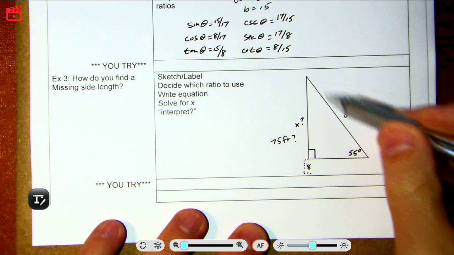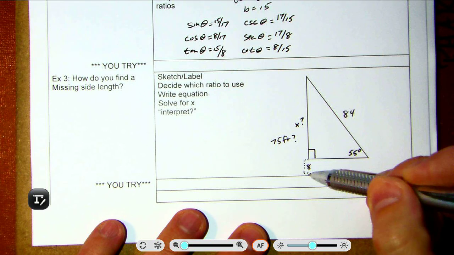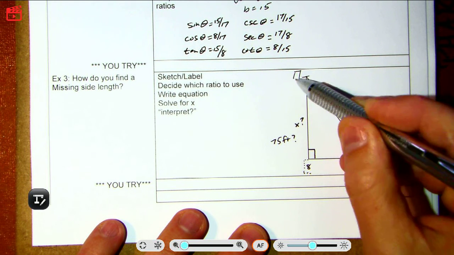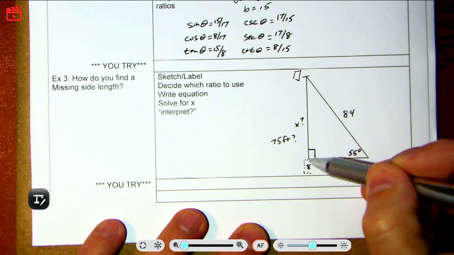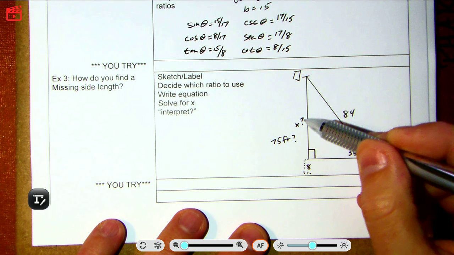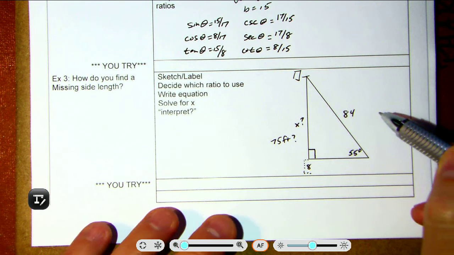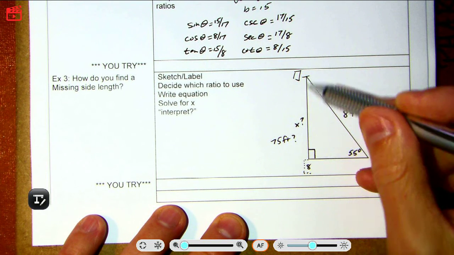84 feet long, angled up at 55 degrees, and the ladder is 8 feet off the ground. They want to know if that can reach a window that's up here, 75 feet off the ground. Well, we need to find out what the vertical distance is up from the top of the ladder. So we can use our trig ratios to find out. This is the whole reason we use trig ratios, by the way, is to find the lengths of sides of a right triangle. So we're going to need to find the length of this side.